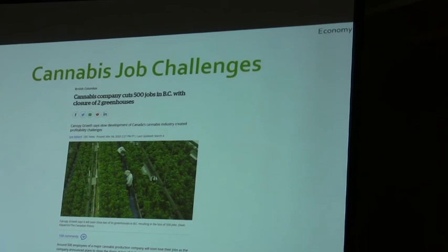So some companies, this particular company in BC, laid off 500 jobs. They closed two greenhouses. And again, I think a lot of this is due to the hype from the business side of things to grow almost beyond what we can handle. And they're sitting on too much product right now. So how would you sell it? Where I'd make it cheaper. I compete with the black market.